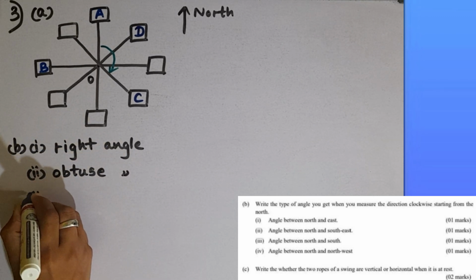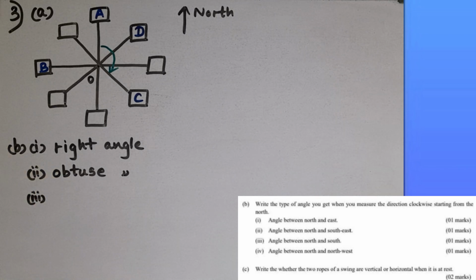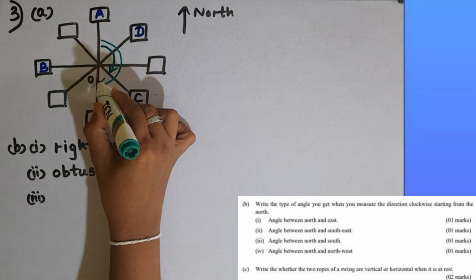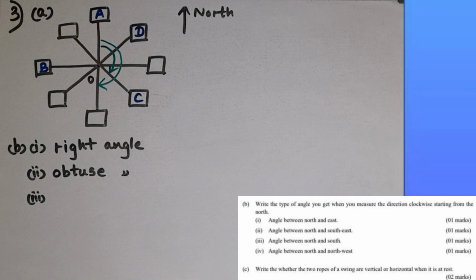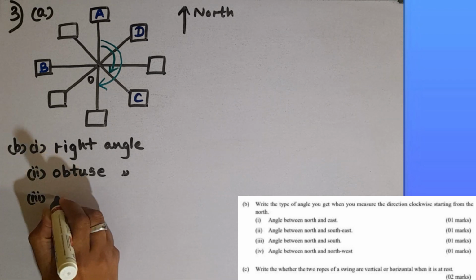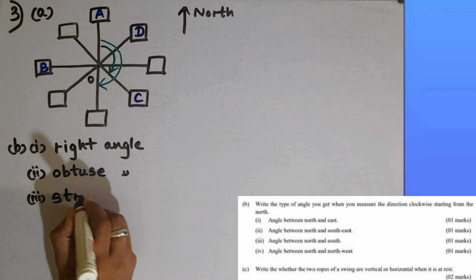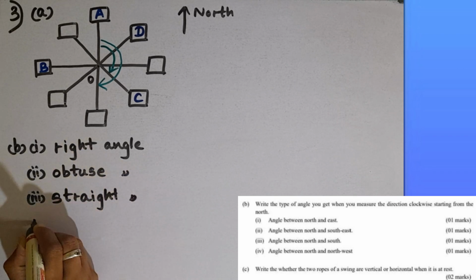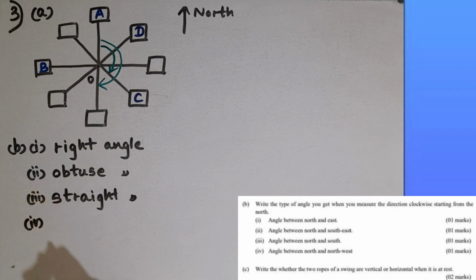Then third one, angle between north and south. South is here. This is the angle we have to take. So the angle is a straight angle. Straight angle.